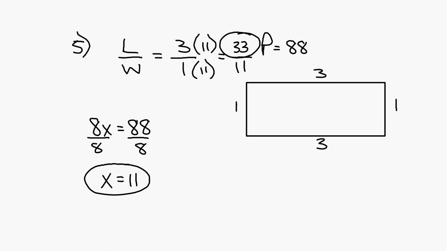Number 6. A salsa recipe uses green pepper, onion, and tomato in the extended ratio 2 to 3 to 8. How many cups of onion are needed to make 65 cups of salsa?